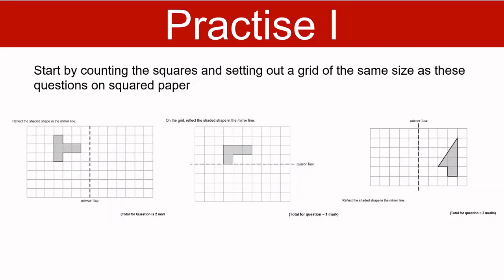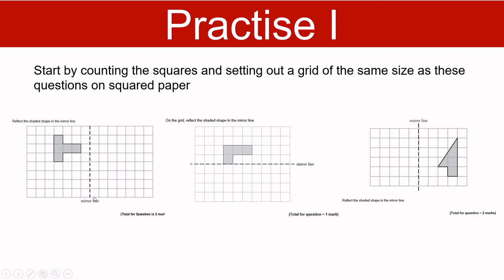Time for some practice now. So before we go any further, make sure you hit pause and try these questions for yourself before the answers come up. My recommendation to you is to start by counting the number of squares on these grids and set up the same size grids on your own squared paper. For example, this first question here is 8 squares high by 14 squares wide. So make yourself a rectangle of the same size.